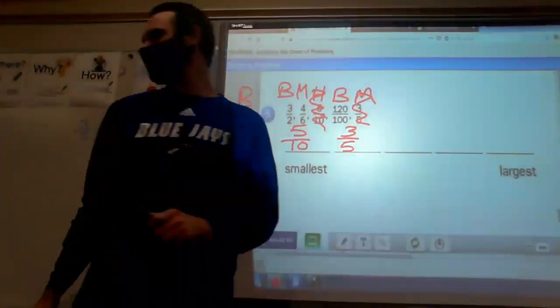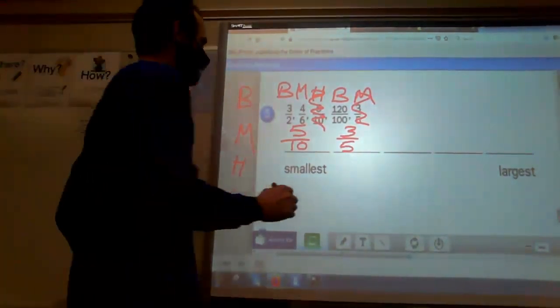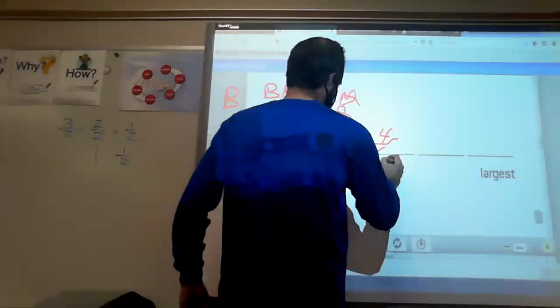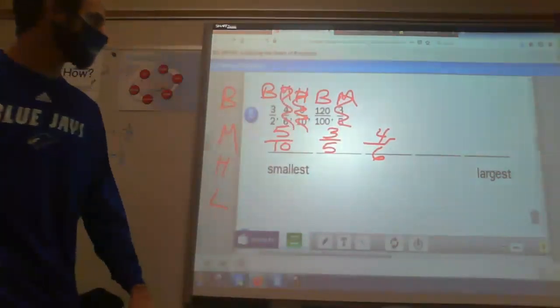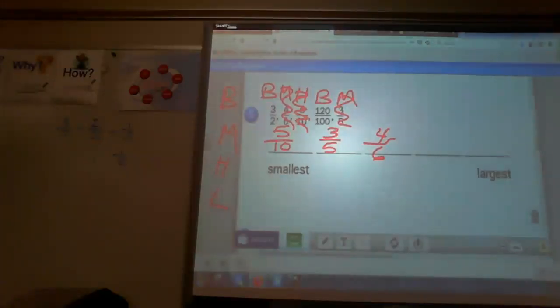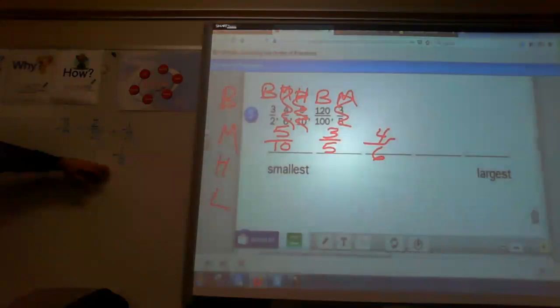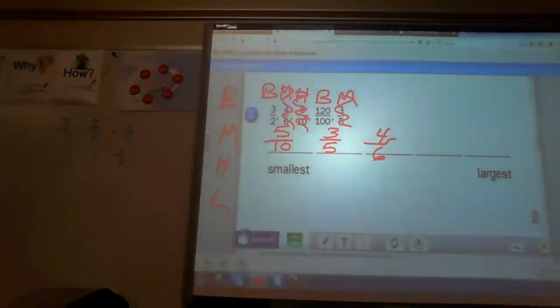What wants to come next? Braylon. 4/6. Okay, so now what I know is that these next two, I know they're both bigger than one, and I have to figure out which one's bigger. So look, over here, I know that it's 1/2 and 1/2. You see that? Yeah. We're going to do the same thing.